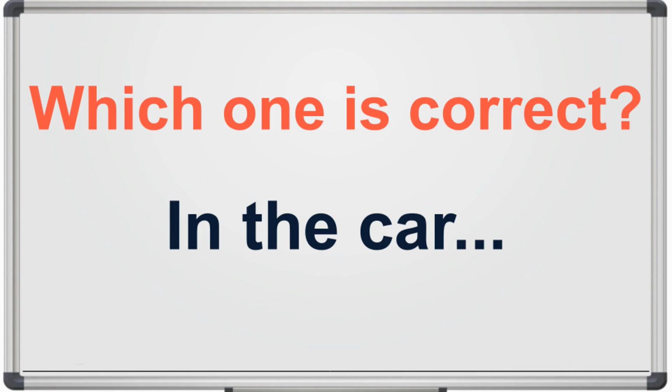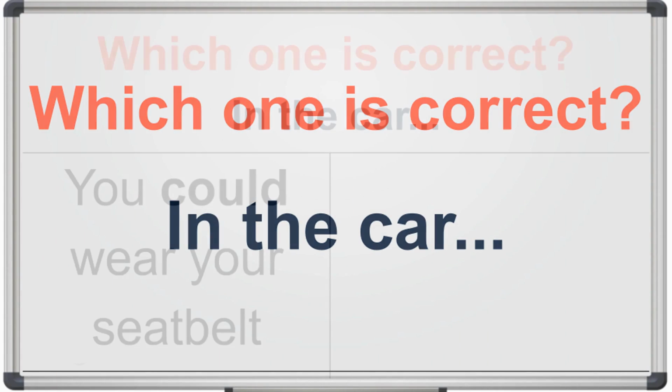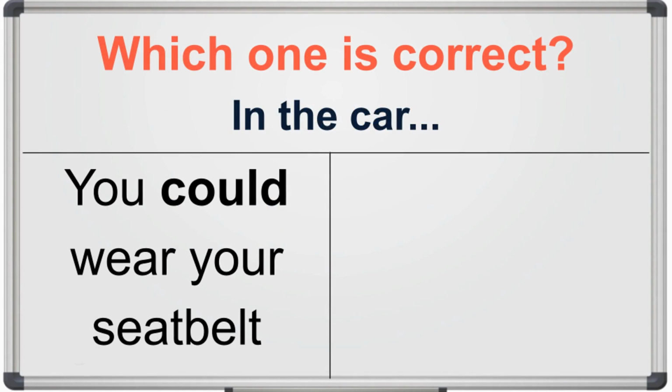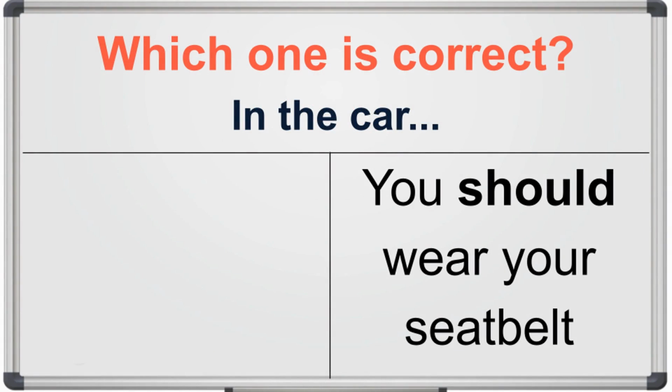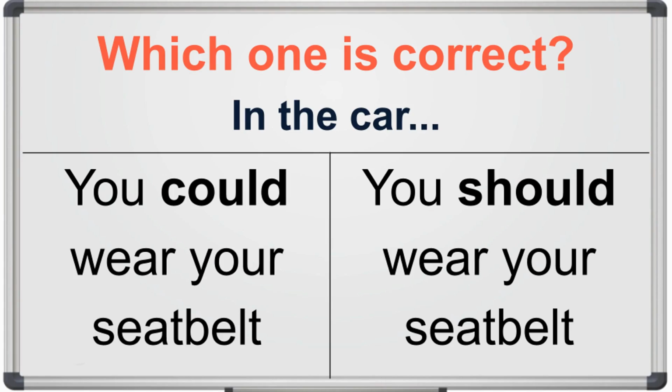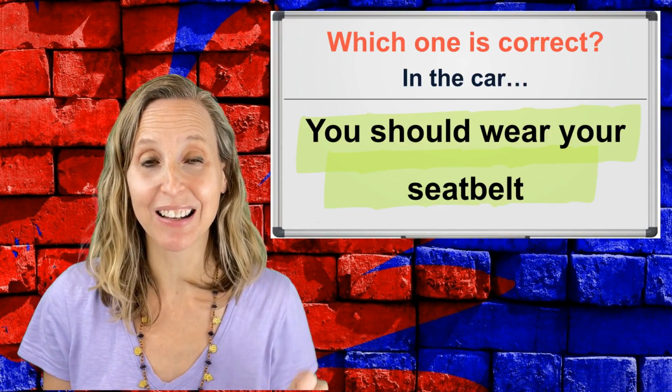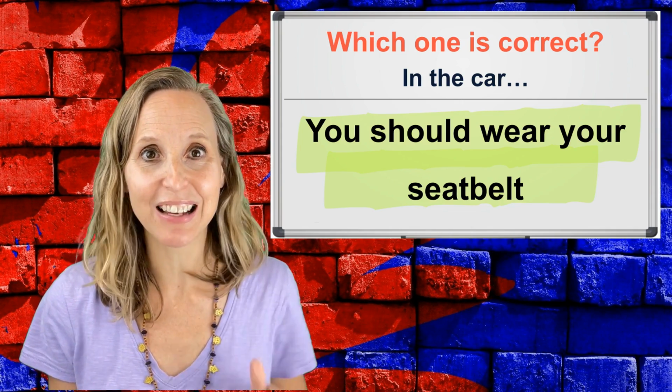Are you ready for another one? Number 3. Which one is correct? In a car, you could wear your seatbelt. You should wear your seatbelt. Correct. In a car, you should wear your seatbelt. It's really, really dangerous.